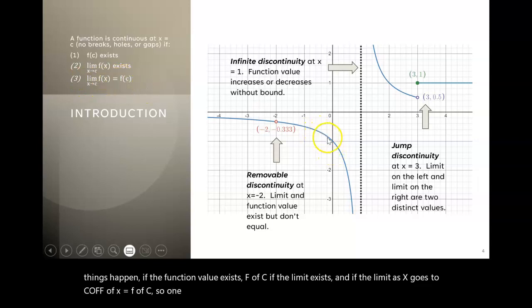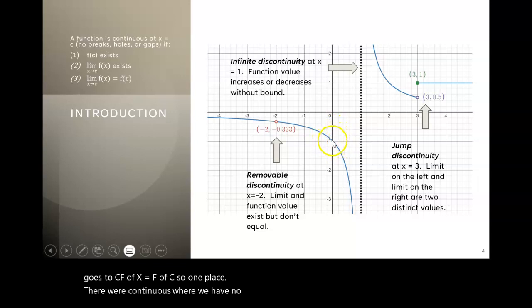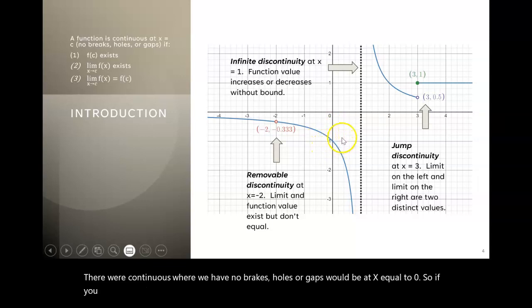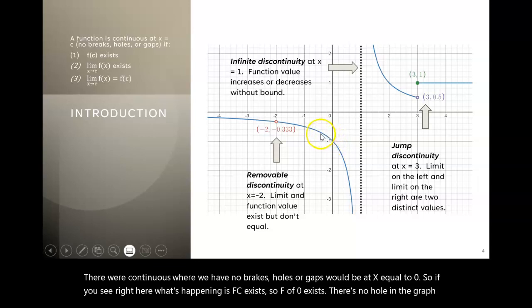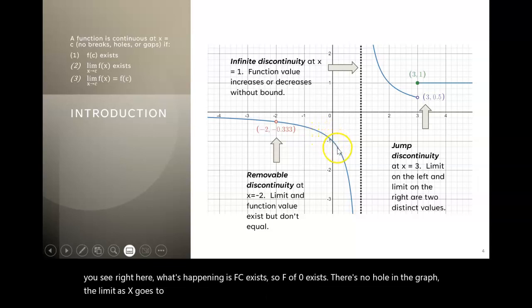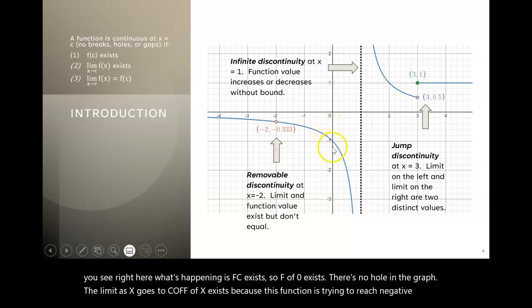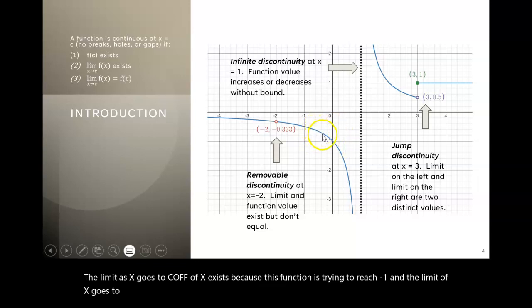So one place where we're continuous, where we have no breaks, holes, or gaps, would be at x equals 0. If you see right here, f of c exists, so f of 0 exists. There's no hole in the graph. The limit as x goes to c of f of x exists because this function is trying to reach -1. And the limit as x goes to c of f of x is equal to f of c.